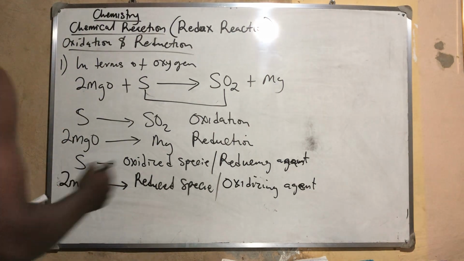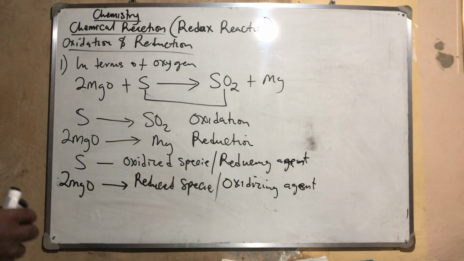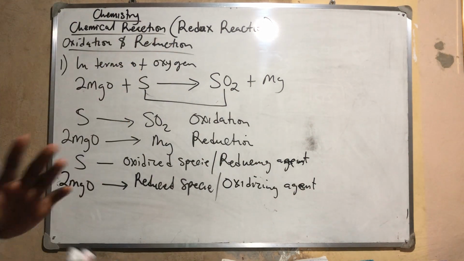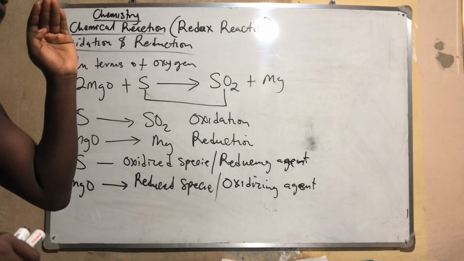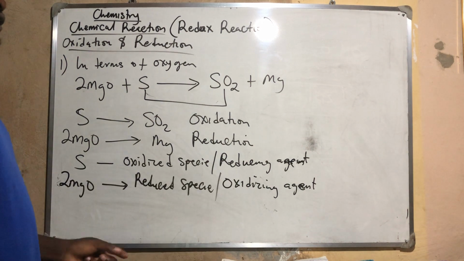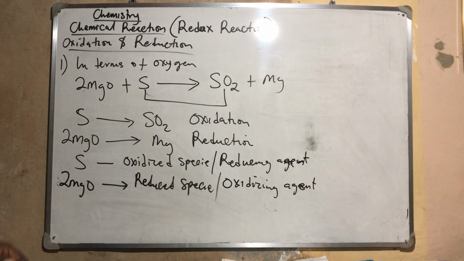So now, if I'm being asked to find oxidizing agent, do anything agent, leave agent, please. If you hear oxidizing agent, just remember that oxidizing agent is the same thing as reduced species. Reduced species is gotten from reduction, so that you don't make a mistake. All right, so the next thing we'll now talk about is the product.